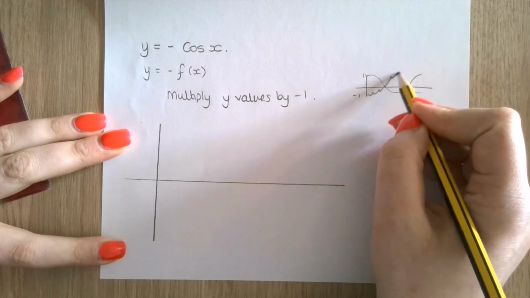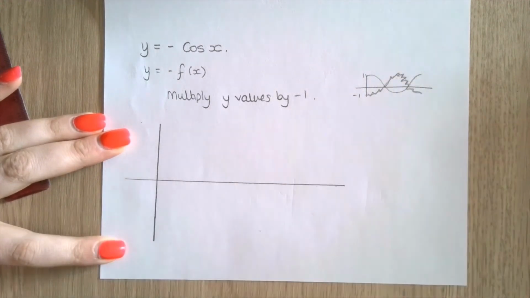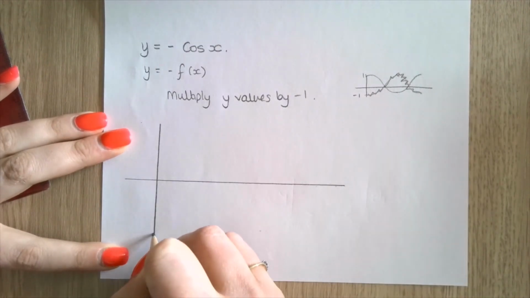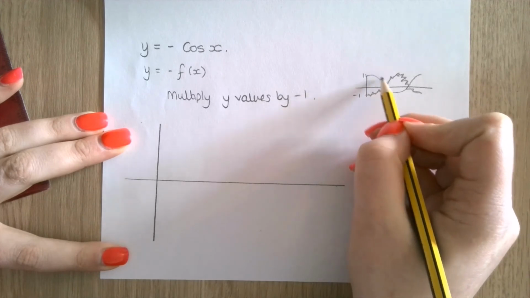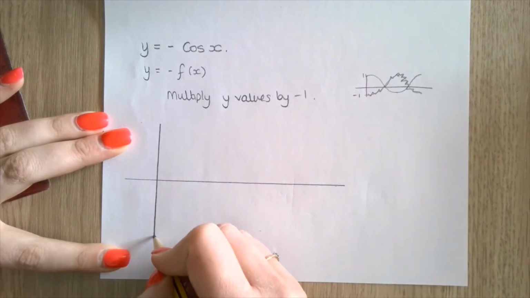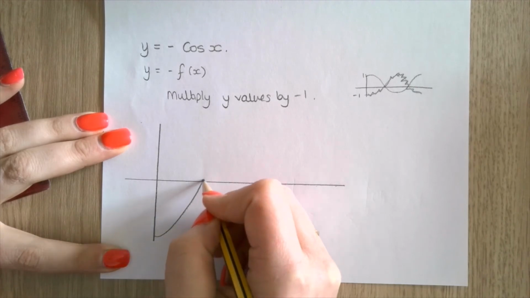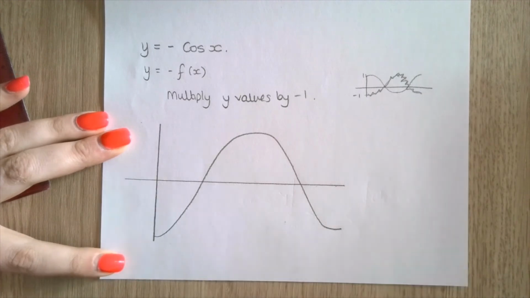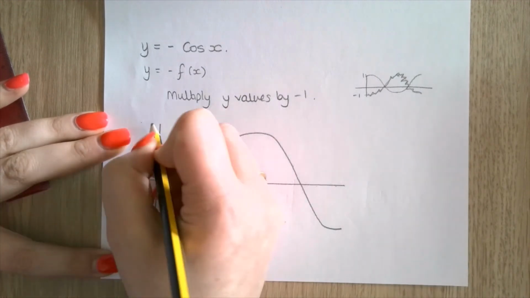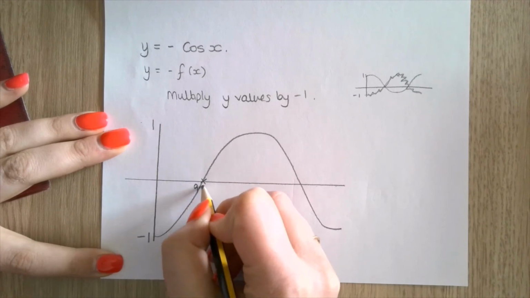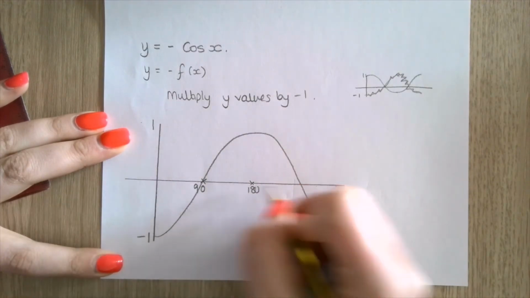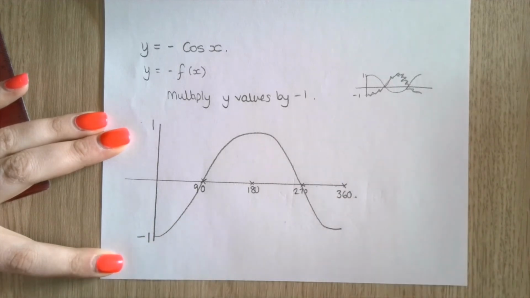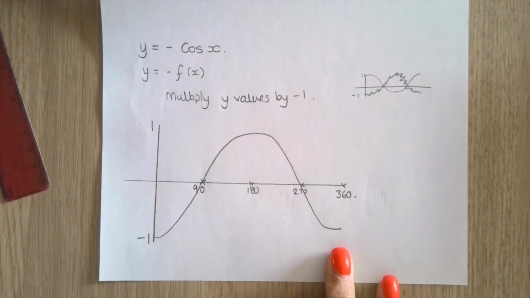So forget that was there, that's my standard cos graph. 1 will become -1. This will become a reflection in the x-axis, so we'll come up here. Maximum point at 1 now, finishing off down here. X values have stayed the same. I really do hope that these explanations are making sense to you.